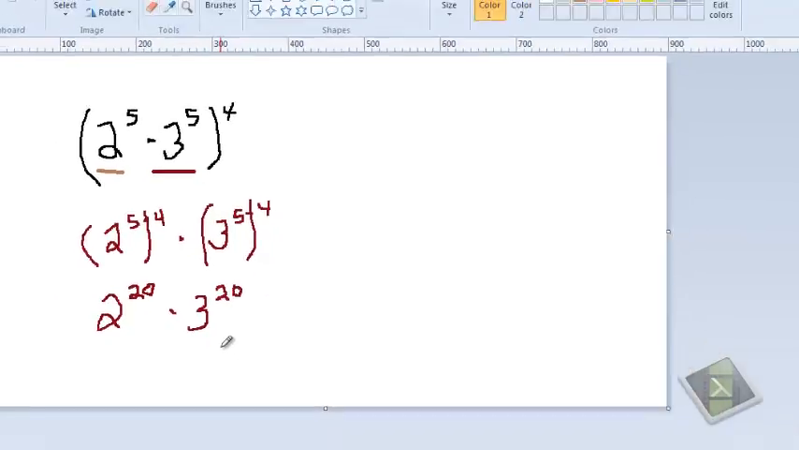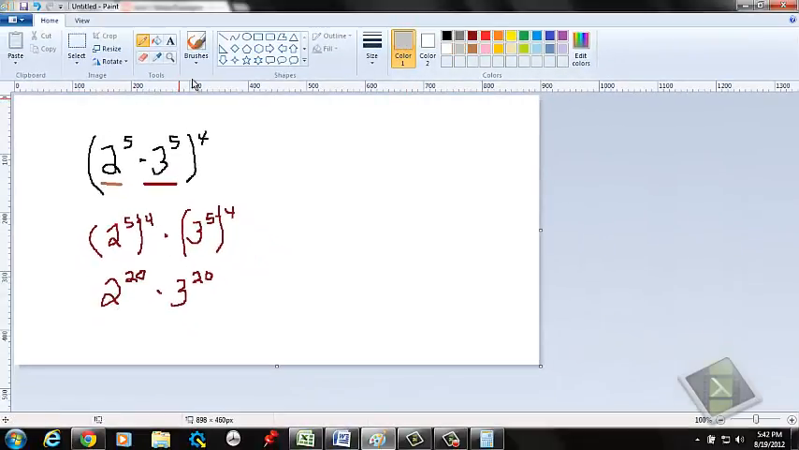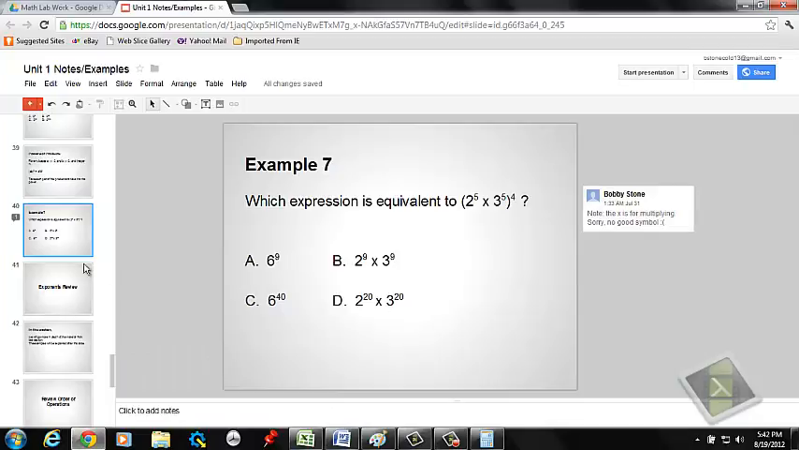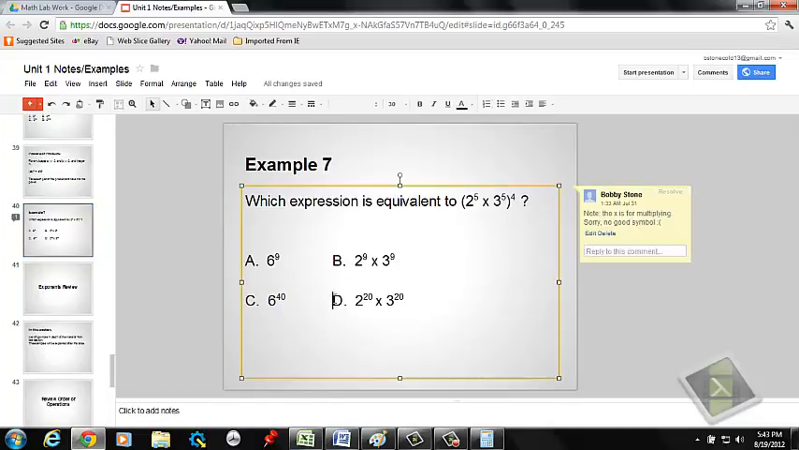Now, another thing to note, bases are different. We have a base of 2 here. We have a base of 3 here. There's nothing we can do besides leave it like that. Bases are different. You can't add those up. You can't combine it and call it 6. That rule does not exist for exponents. So when you have something like this, with different bases, you have to leave it as it is. So you will come up with 2 to the 20th times 3 to the 20th. And the only choice that works is choice D.